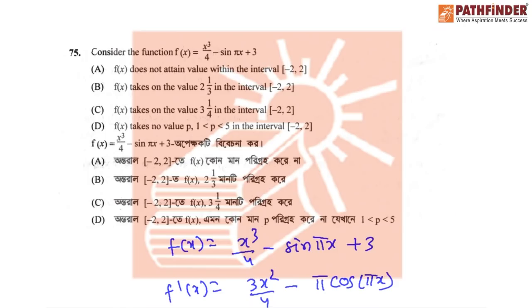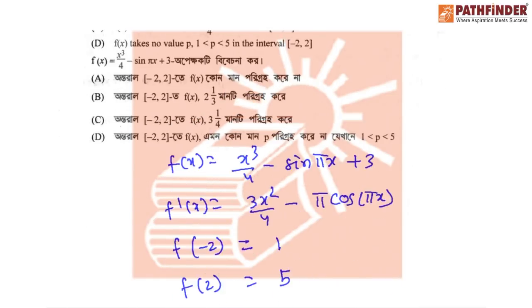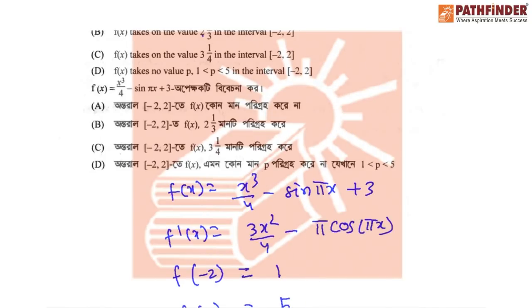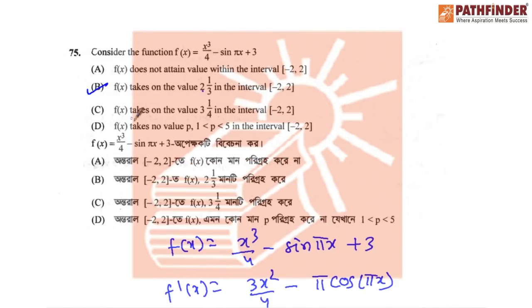So now look at the options. f(x) does not attain any value in the interval minus 2 to 2. Now this option is not correct. f(x) takes the values 2 by 3 to 1 by 3 in the interval minus 2 to 2. Definitely it will take all the values from 1 to 5, all the values. So this option is correct. f(x) takes a value 3 1 by 4, again it lies between 1 and 5, so this is also correct. f(x) takes no value of p that lies between 1 and 5 in the interval. No, it will take all the values rather. So this option is incorrect. So the correct options are B and C. Thank you.